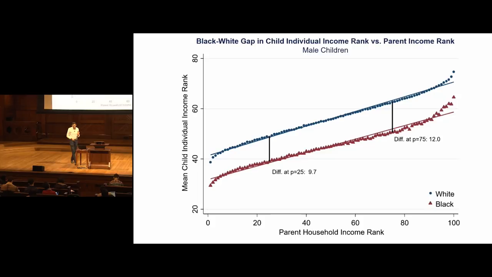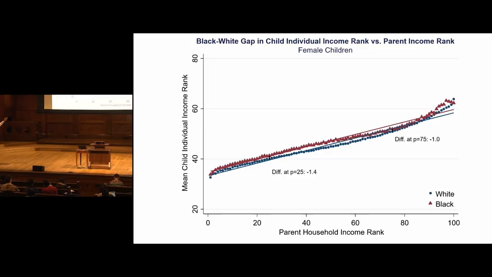So this is the same plot as what I showed you before, initially, the racial gaps in intergenerational mobility, restricting the sample to men, to kids who are male, okay? And so we're looking at how male children's incomes in adulthood vary with their parent income, and you see a pattern that looks similar to what I showed you before, with gaps of about 10 to 12 percentiles across the income distribution.